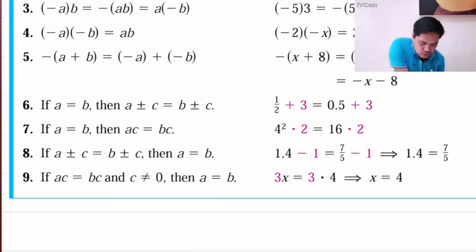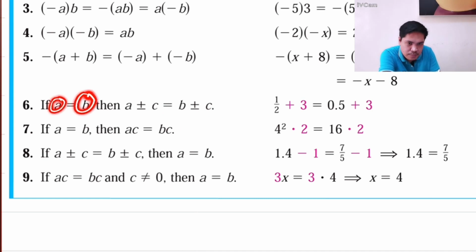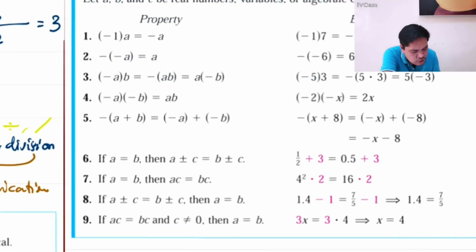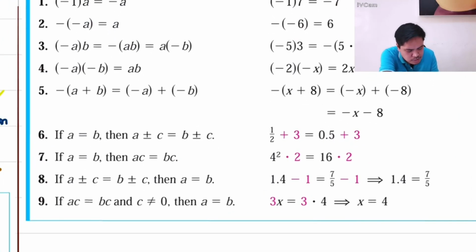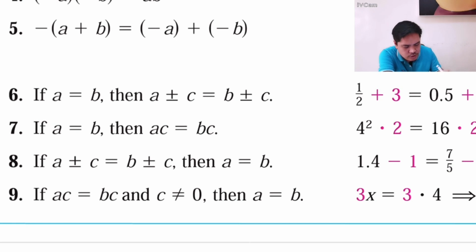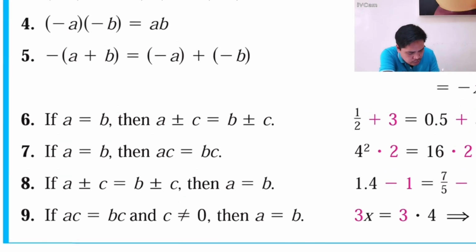Next, if A is equal to B, then A plus or minus C is equal to B plus or minus C. Anong ibig sabihin nun? Diba? So we have A and B which are the same. You added it by a third variable, saan yung sabi dito? Variable, number, or algebraic expression C. Yan. So that means A plus or minus C is the same as B plus or minus C because, common sense, A and B are just the same.